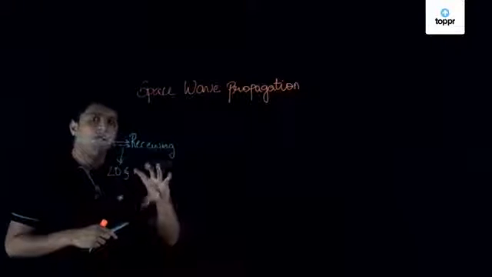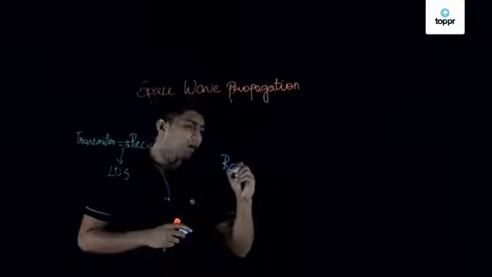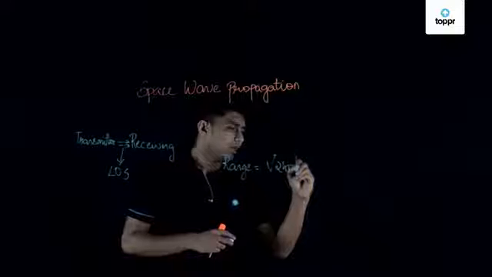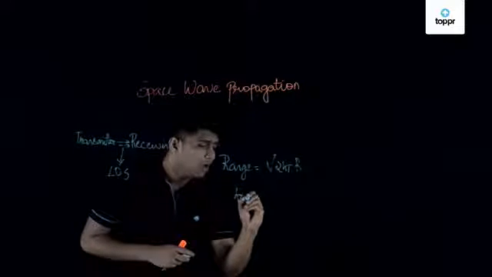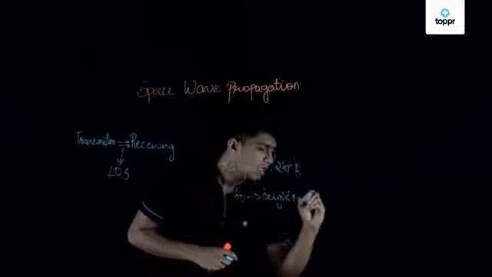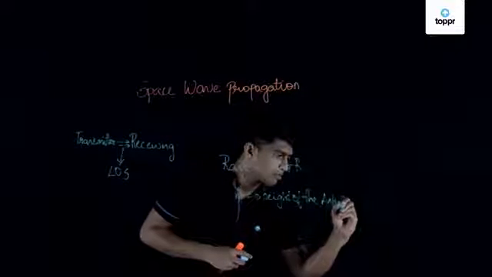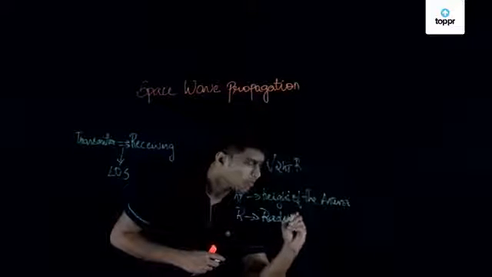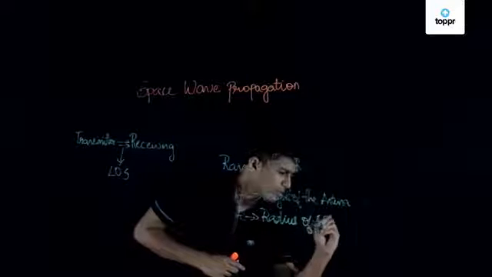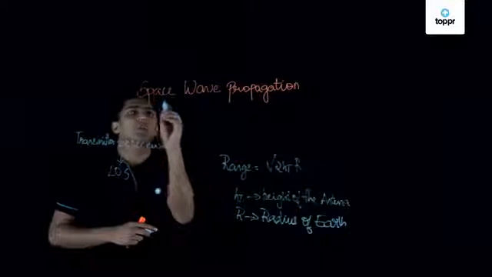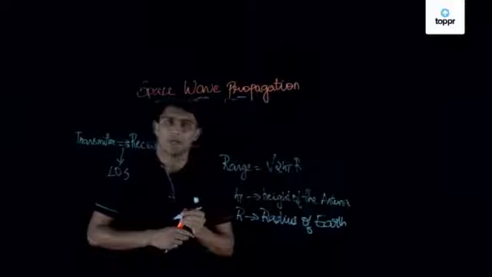So the distance to which we can send a signal using space communication, the range of the radio wave, will be root of 2 h_T R, where h_T is the height of the antenna, and R is the radius of Earth. So this is the range within which we can do space wave communication or space wave propagation.